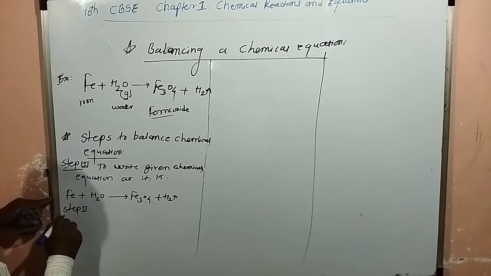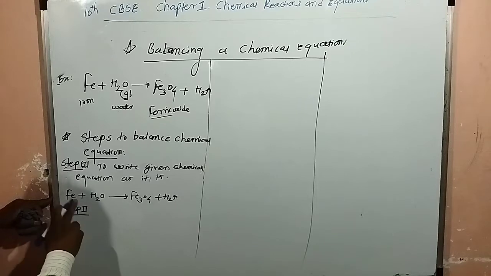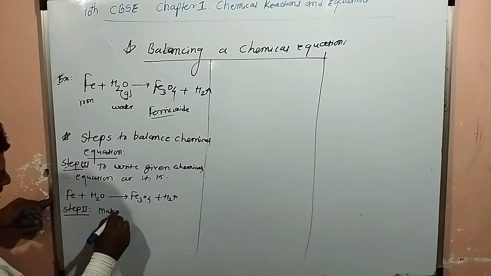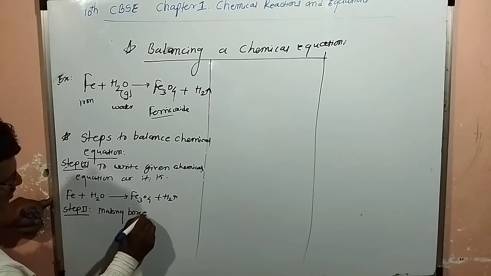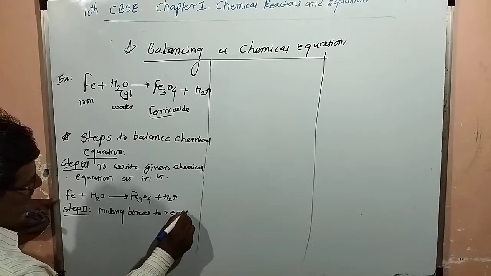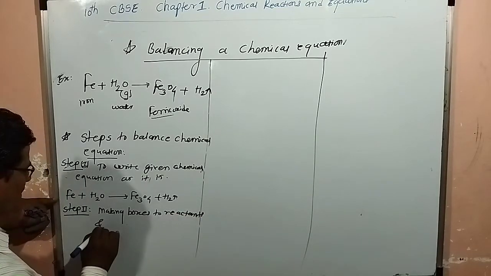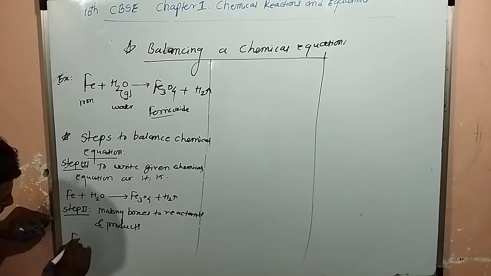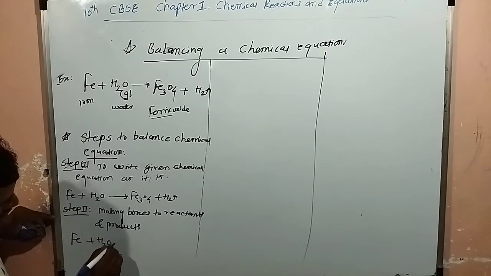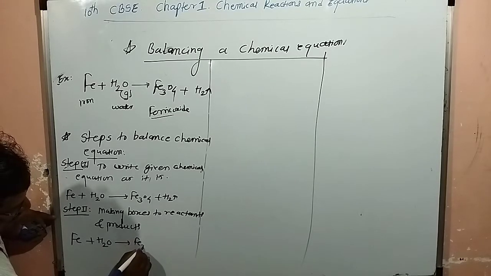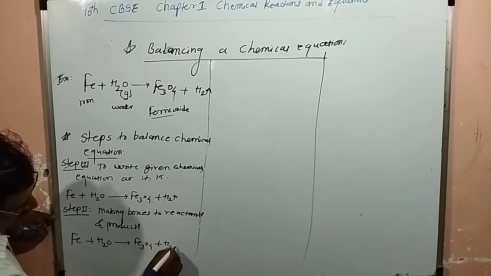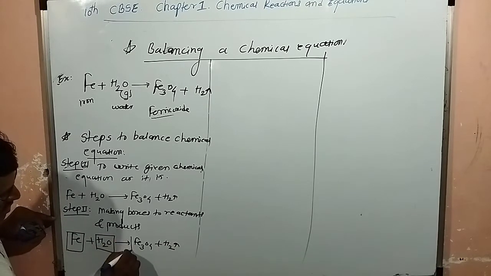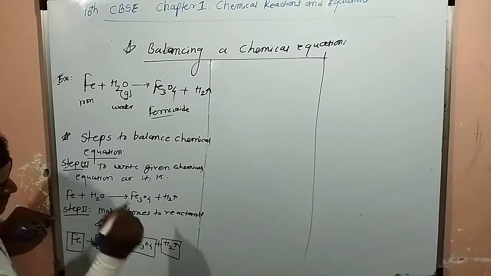Step number 2: we have to make boxes around the reactants as well as the products. So the chemical reaction as it is, we write Fe plus H2O gives Fe3O4 plus H2 gas. Here we are making boxes.